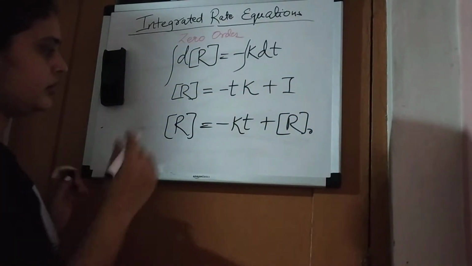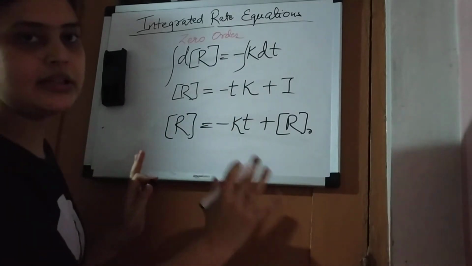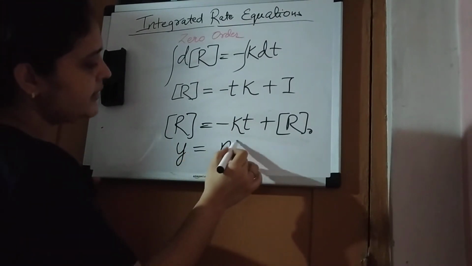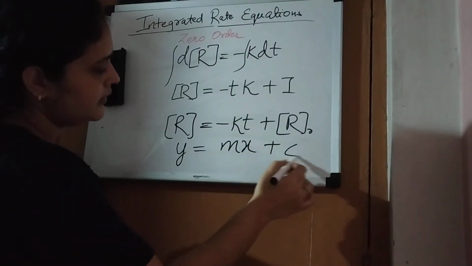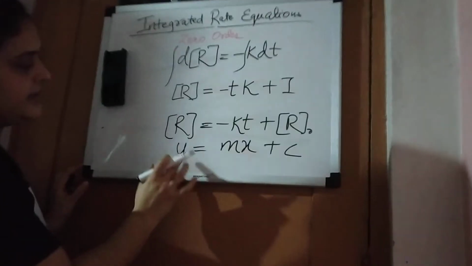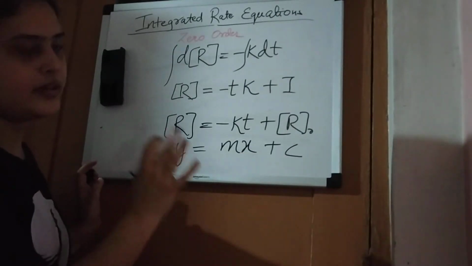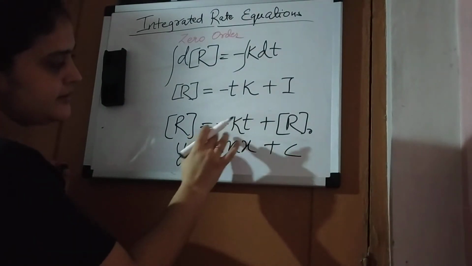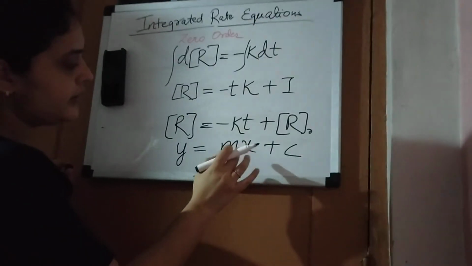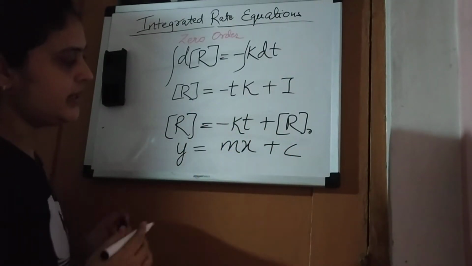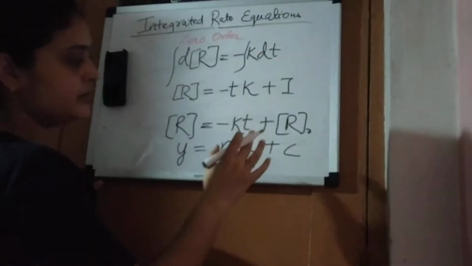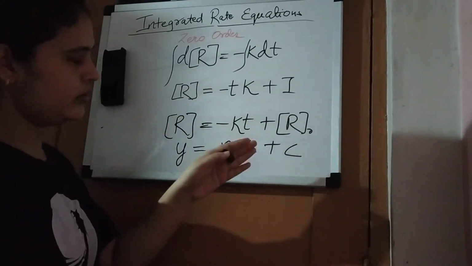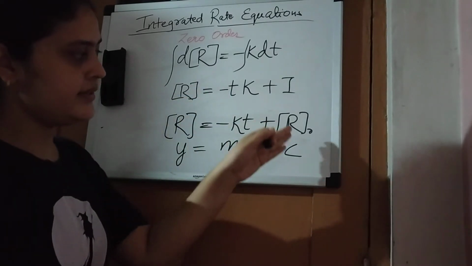Now let us compare it with the straight line equation, y equals mx plus c. The y coordinate is R, the concentration of reactant, m is the slope, that is minus k, x is t, that is time, and c is the intercept, that is R naught.